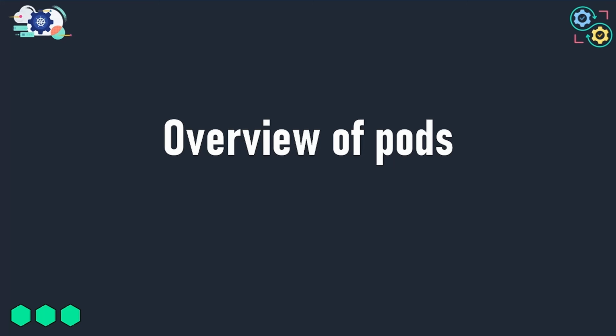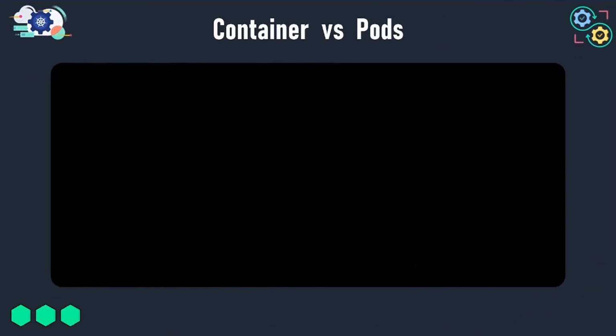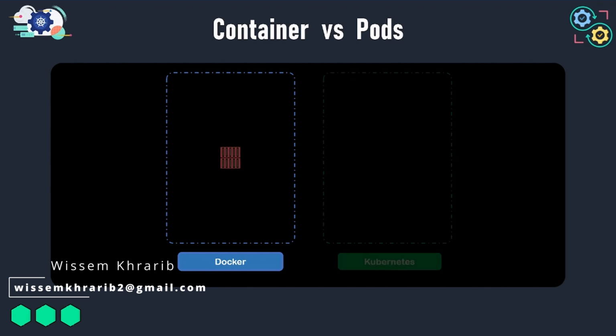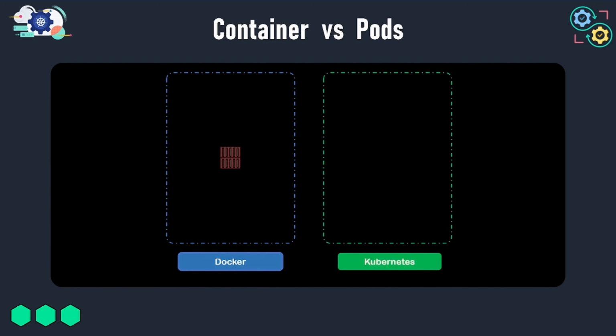In this lecture, we will take an overview of pods in Kubernetes. We will talk first of all a little bit about Docker, and then we will discuss some points related to Kubernetes. So we know that Docker is a platform that allows you to run your applications inside Docker containers. So with Docker, we manage containers directly through the Docker CLI. Kubernetes is an orchestration tool that enables you to manage your containerized applications.